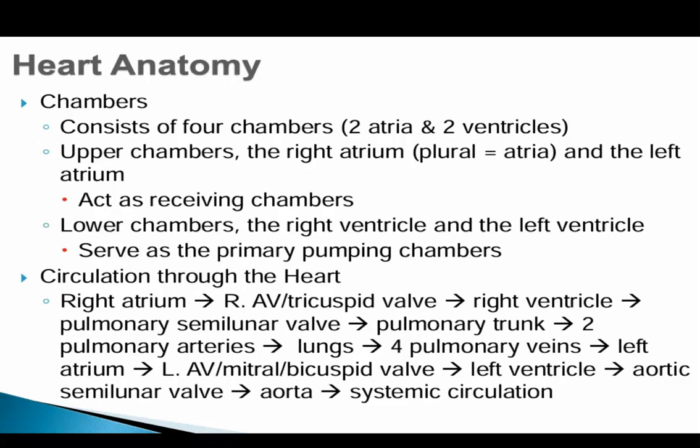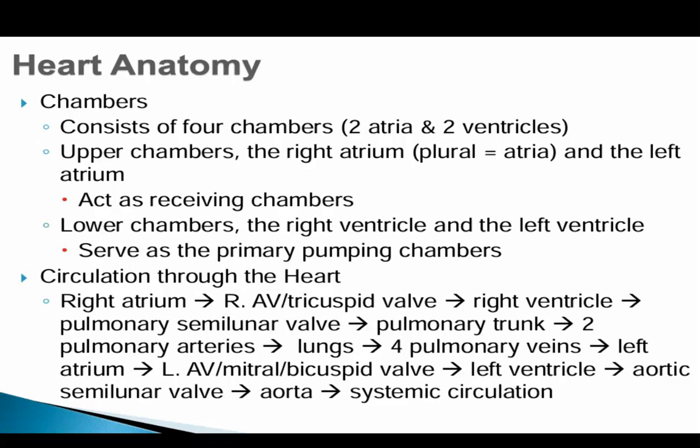Going through the steps that the blood takes to get through the heart, starting off with step 1. Blood from the body enters the right atrium. It then flows through the tricuspid valve into the right ventricle. From there, it's pumped through the pulmonary valve into the pulmonary trunk, which splits into 2 pulmonary arteries and carries the blood to the lungs.